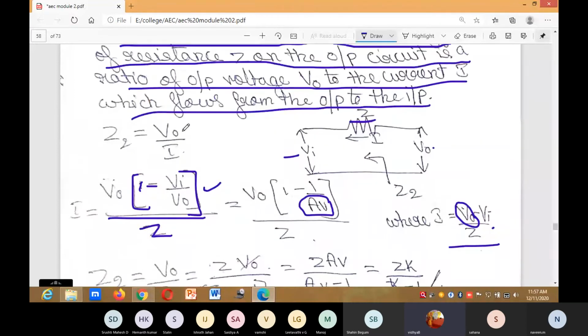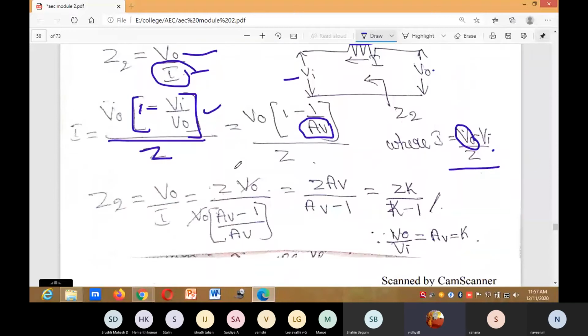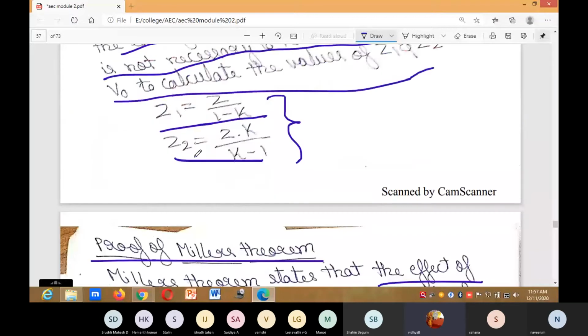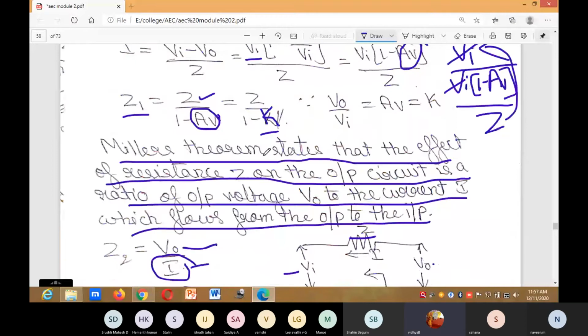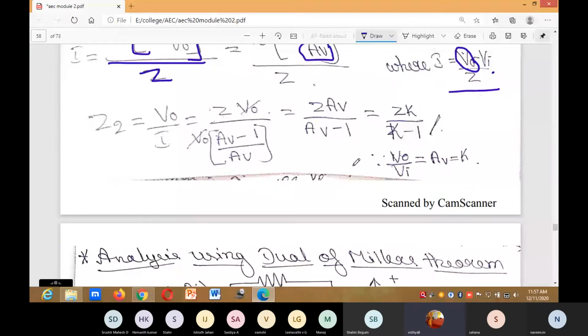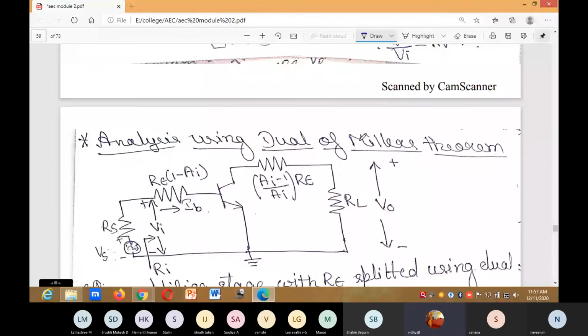Z2 is equal to V0 divided by I. We know the value of Vi, so substitute the value of I. You will get Z AV divided by AV minus 1. AV can be written as K, so Z K divided by K minus 1. You can observe the equation we wrote before the proof: Z2 is equal to Z into K divided by K minus 1. Now we have proved this equation.